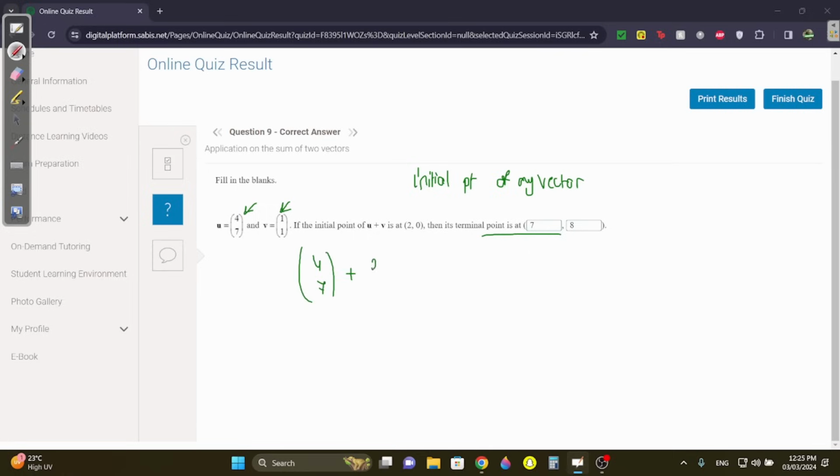add it to the initial point of both vectors. Okay, and you'll get 6, 7. You could use that with u, or you could use it with v. If you want to use v, you'd use 1, 1 plus 2, 0. Okay, you get 3, 1. You could use this initial point or this initial point.